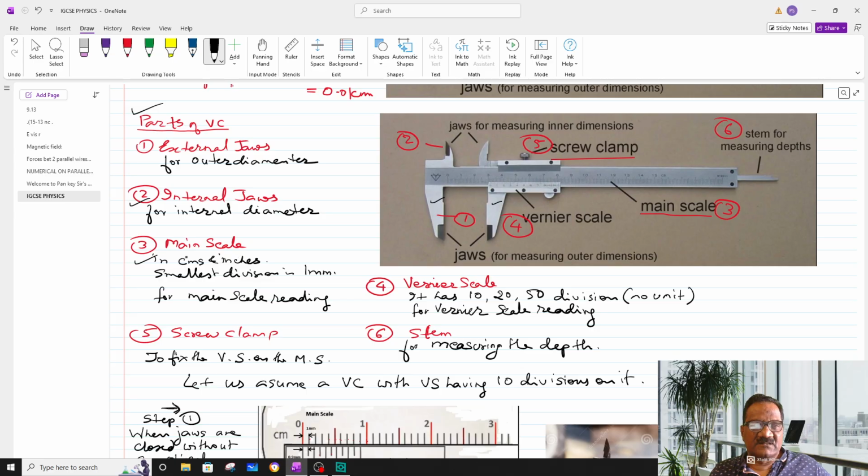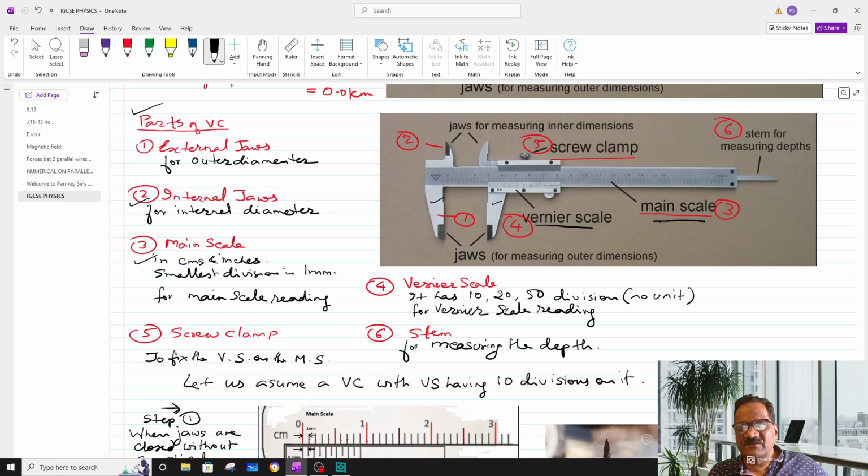Then the third part is the main scale. Now this is something which is known as the main scale. Can you see this third one? Here it is shown. This is your main scale. Now main scale is a normal scale that you happen to see in your compass boxes. You have a centimeter calibration on one side, on the other side you have inch calibration. Normally we take the centimeter scale because number 4 is a vernier scale. So the vernier scale can slide either on the centimeter side or it can slide on the inch side.